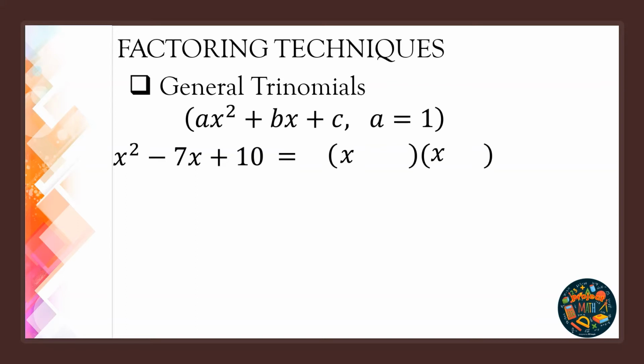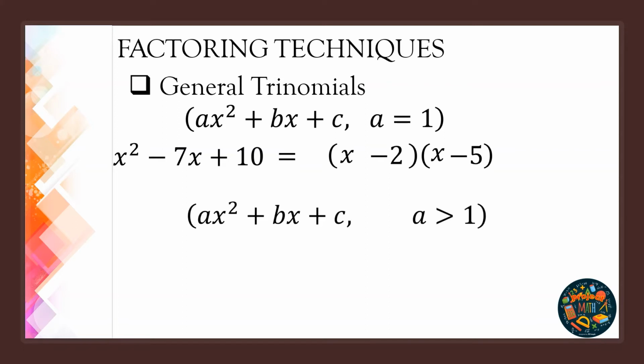So that when we multiply negative 2 and negative 5, the product is positive 10. When we add negative 2 and negative 5, the sum is negative 7. So, ilalagay lang natin yung nahanap natin na mga numbers sa second term ng bawat binomial. And these are now the factors.